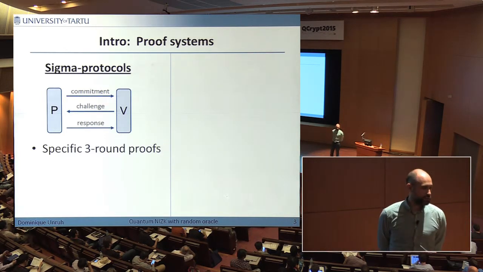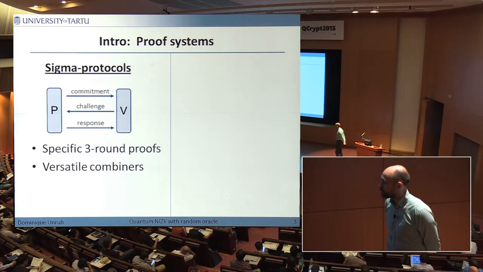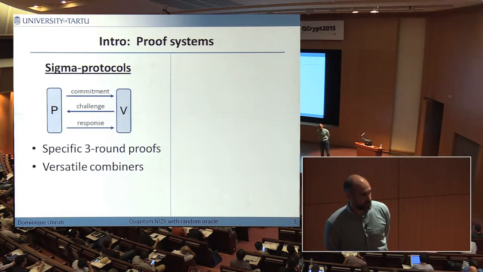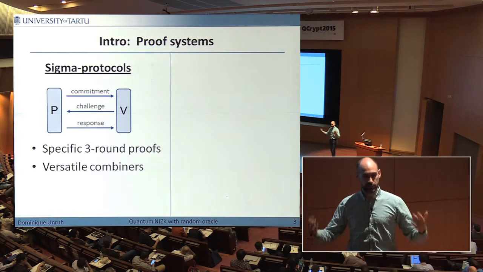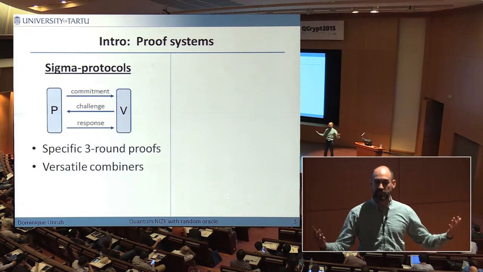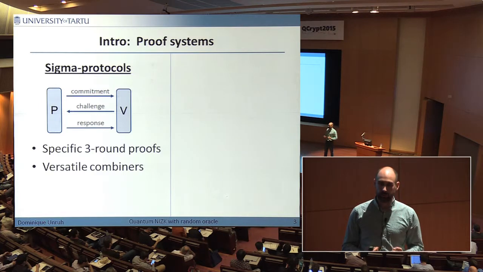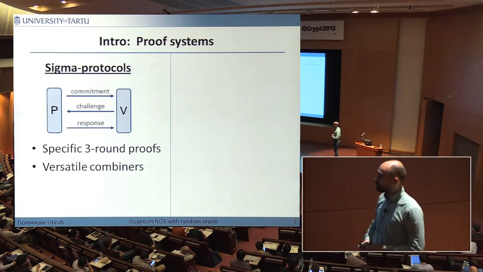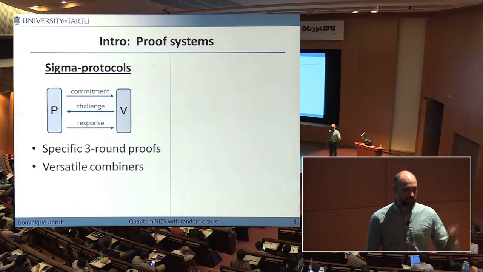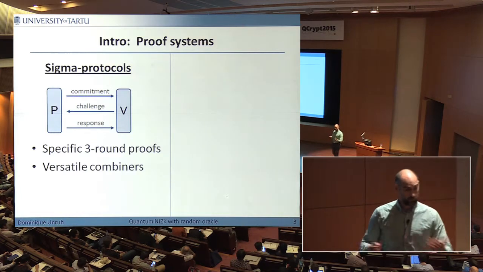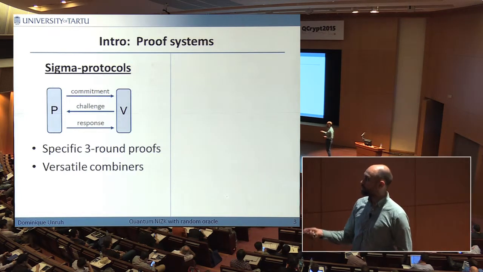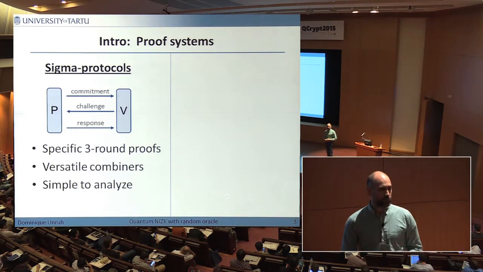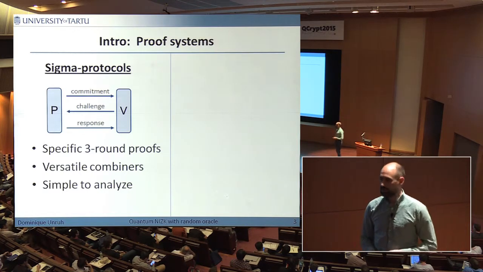Now, what's the advantage of having this additional structure? Well, one big advantage is that sigma protocols have very versatile combiners. Namely, if you have, for example, sigma protocols for two different statements, then you can make a sigma protocol for the logical disjunction of these statements, or for the conjunction, or for something like this. So you can make very easily a sigma protocol that A and B holds or C holds, without even revealing which of the two holds. So that's one of the big advantages of sigma protocols. And also due to their fixed and simple structure, sigma protocols are much simpler to analyze in many settings.